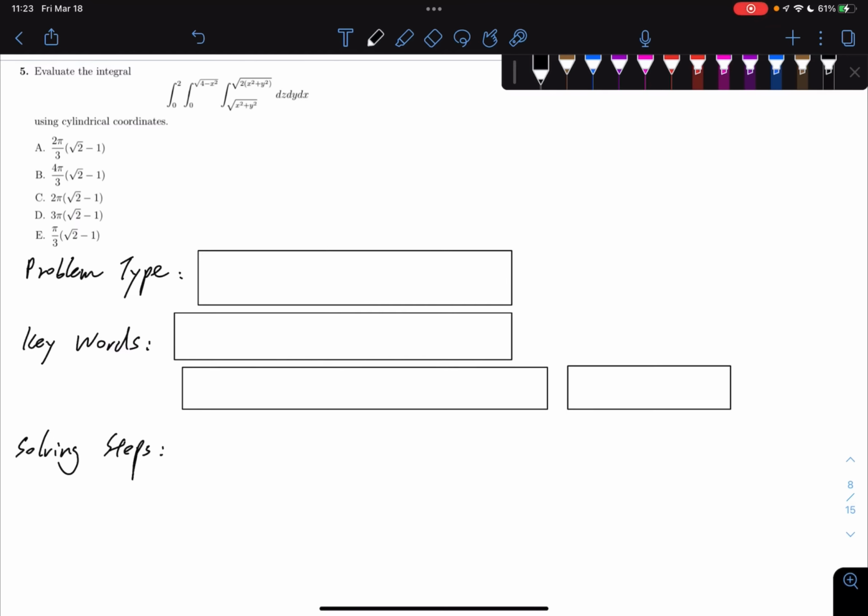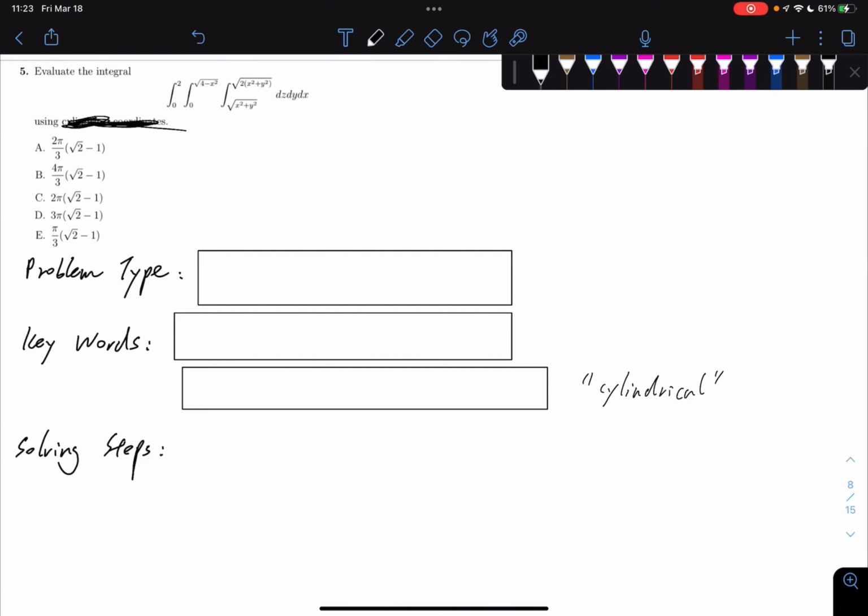Evaluate the integral using cylindrical coordinates. So obviously this question wants us to use cylindrical coordinates to solve this problem. That's my first keyword. But what if it doesn't say? What if it doesn't say to evaluate using a cylindrical integral? How can we know that using cylindrical coordinates will be helpful for us?